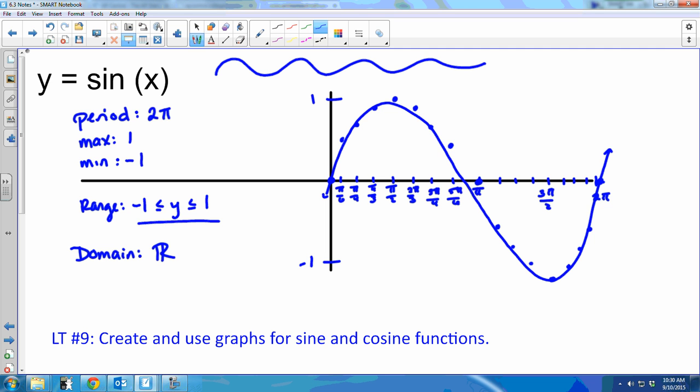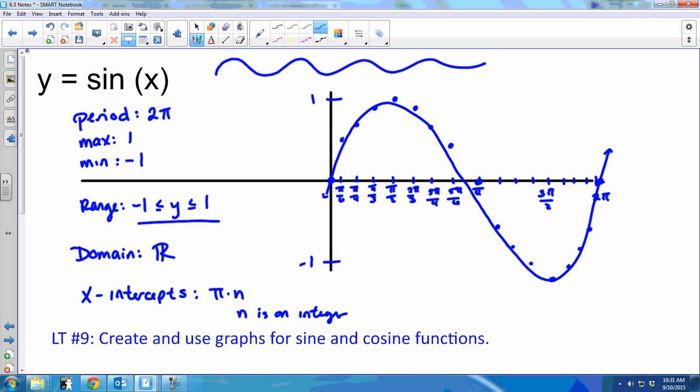Now, some other things that'll make this easy for you today. Where are the x-intercepts? Right now there's one at 0, one at pi, and one at 2 pi. So if we kept going, we'd have one at 3 pi, and 4 pi, and 5 pi, and 6 pi. So the x-intercepts are all at pi times n, where n is an integer.